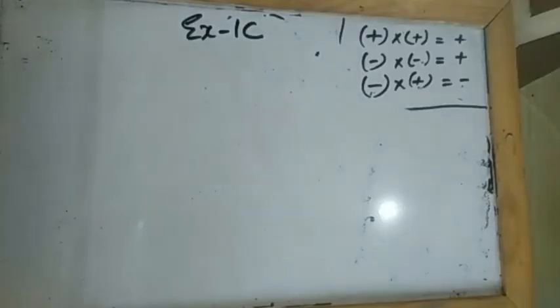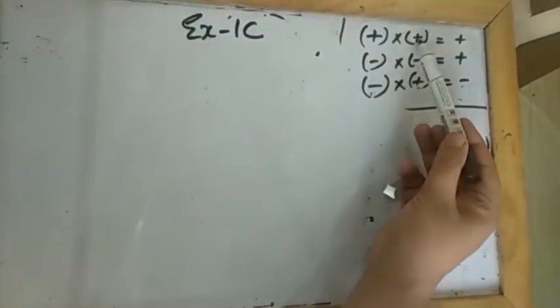Okay, class, now we come to exercise 1C. This is about the division of integers. The rules that we have learned for the multiplication of integers, the same rules we have for the division of integers.